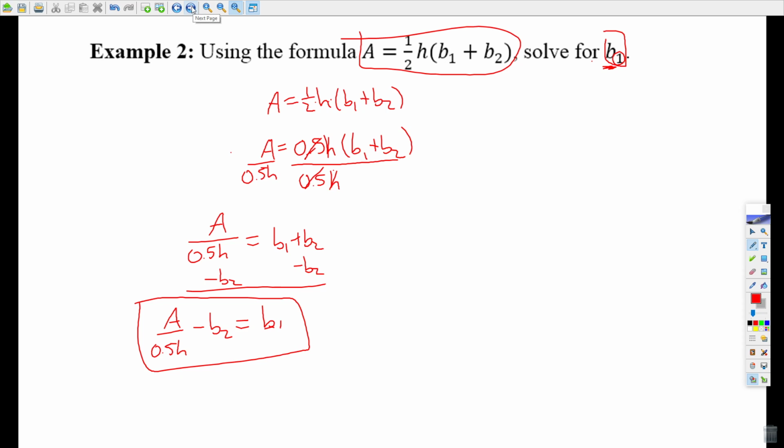So I think this takes a lot of practice. We have to practice a lot with manipulating the variables, because it's weird that you're doing something to both sides, but yet it doesn't simplify, right? You have to keep it in that specific way, A over 0.5h, which seems weird, and you just carry that through the problem.